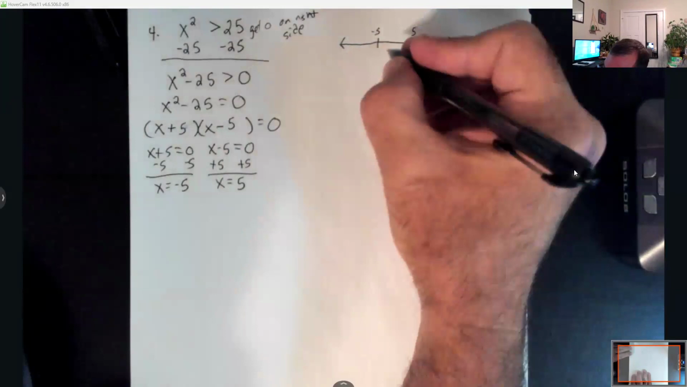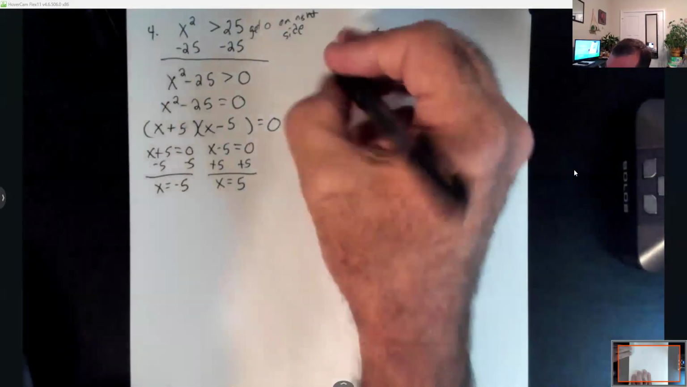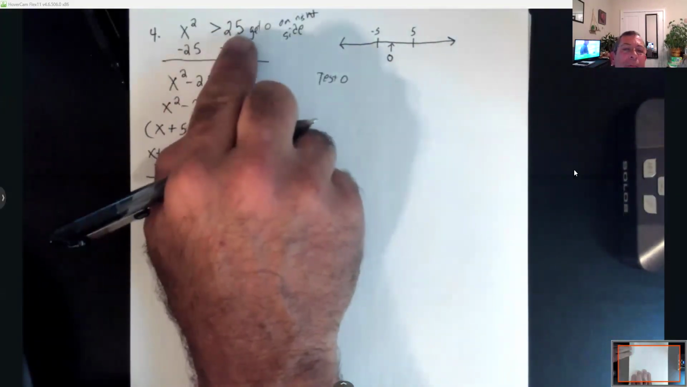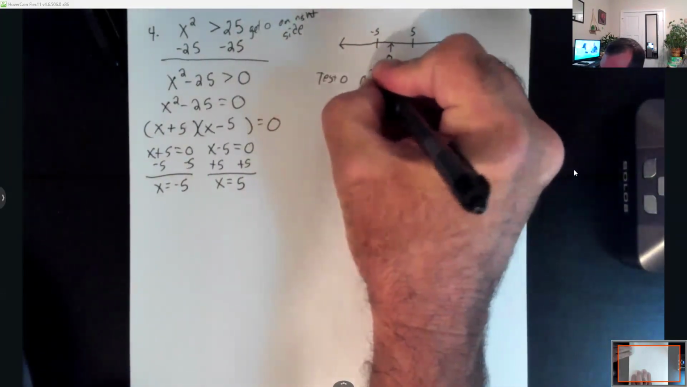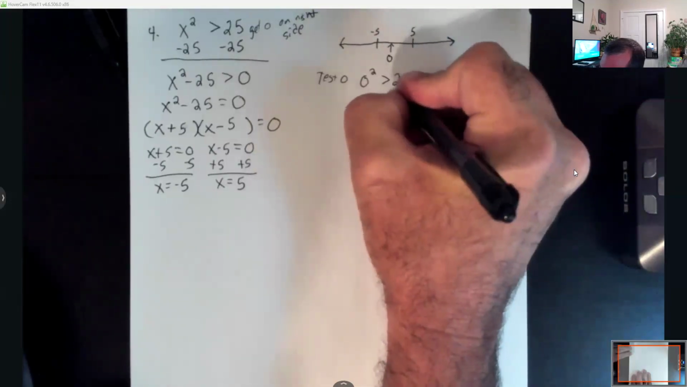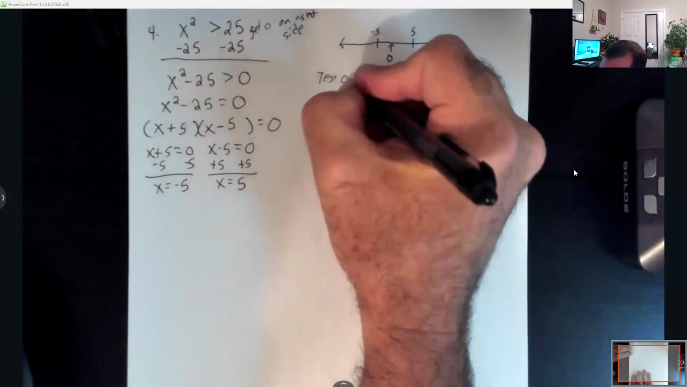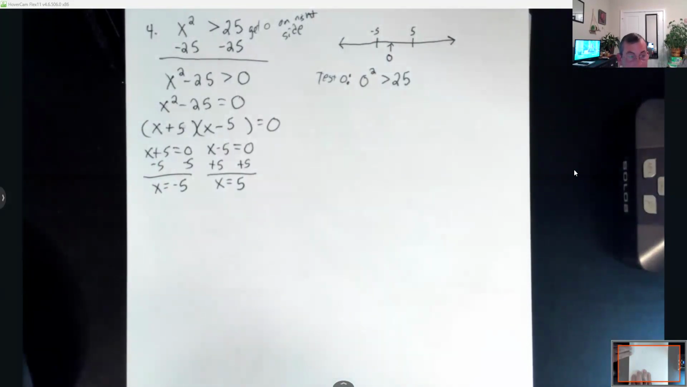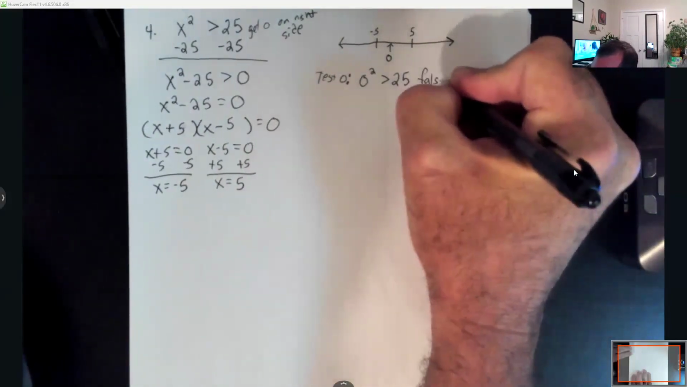Well, guess what? 0 is sitting right here in the middle again. So I'm going to test my 0. And I'm probably going to do that very first one. Because that is pretty quick. It says 0 squared greater than 25. True or false? So is 0 squared greater than 25? Definitely false. Good job. All right, y'all.